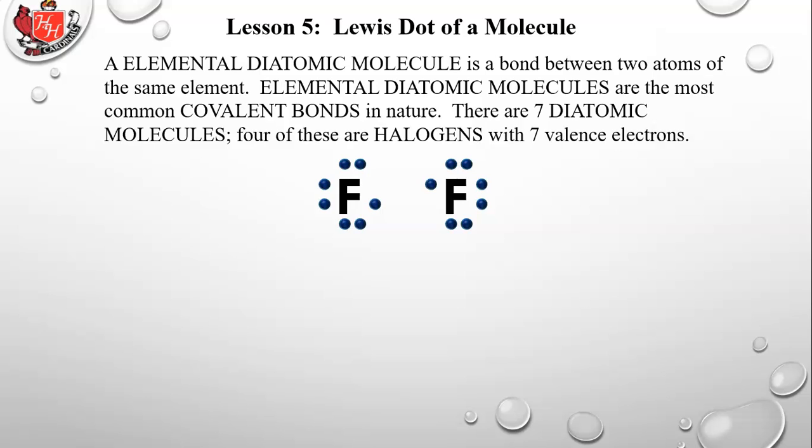4 of these are halogens with 7 valence electrons. So one of those is fluorine. So you have an empty space on that fluorine. You have an empty space on that fluorine. So they can come over and share like that. So now both of them have an octet. The 2 electrons in between the fluorines are being shared, or being counted, by each of the fluorines. So the fluorine on the left has 8 electrons. The fluorine on the right has 8 electrons.